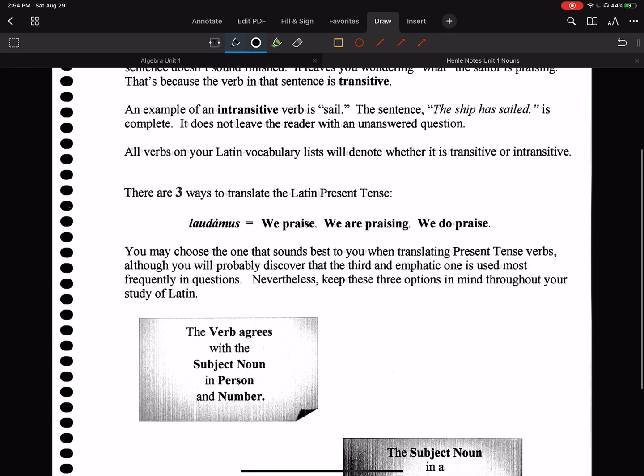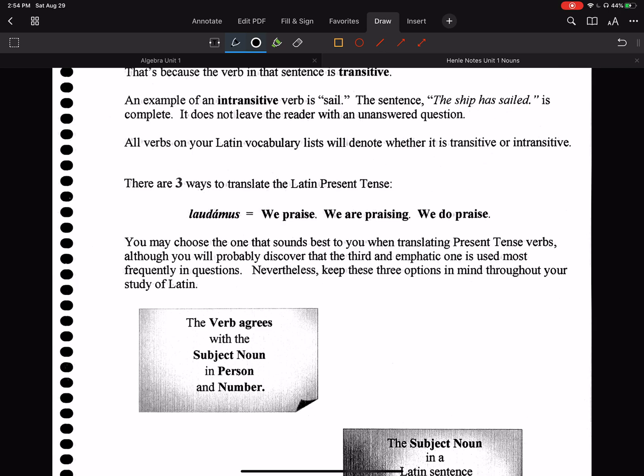There are, though, things you will have to be responsible for. I should change the notes because they should be in third person instead of first person. There are going to be three ways to translate the Latin present tense. Latin, as I said, is a very economical language. I'm going to write laudat up here. When they wanted to say that somebody was praising in the present, right now, they just had one word for it: he, she, or it praises, laudat.